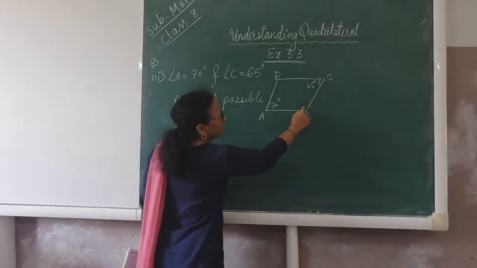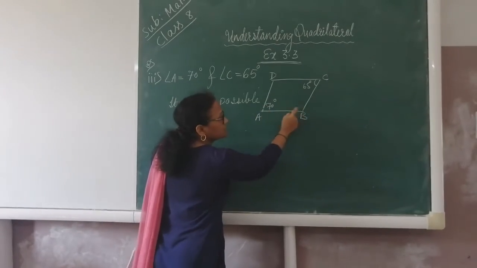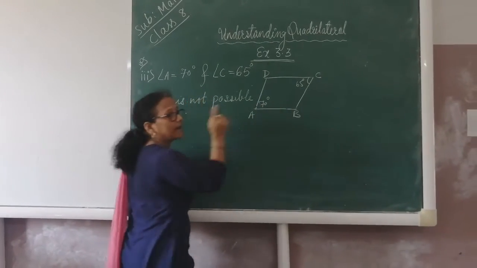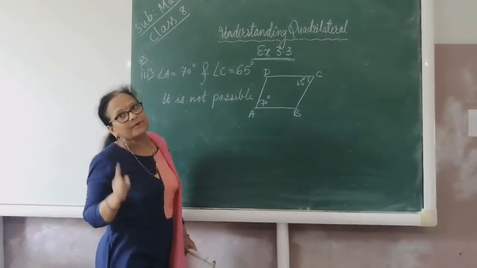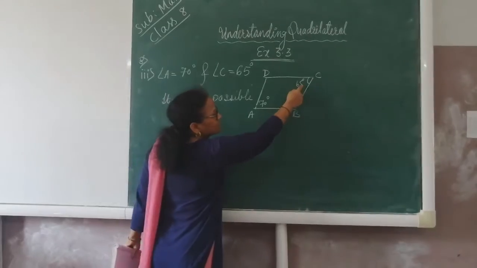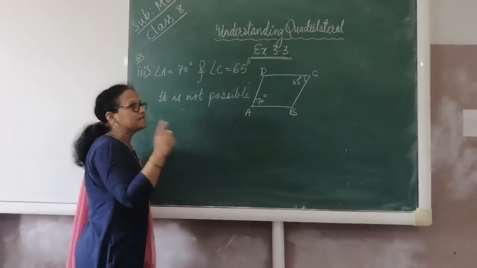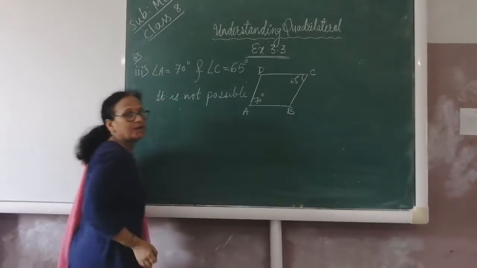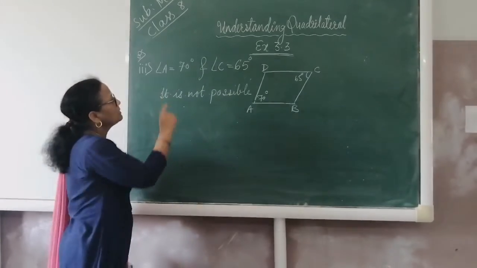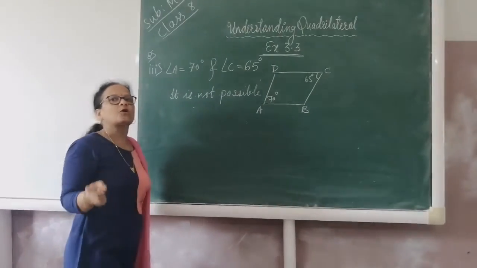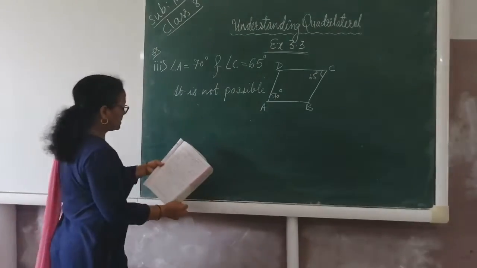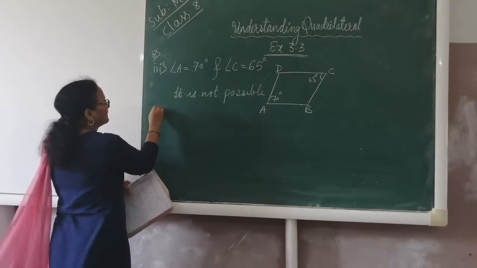Even though suppose these angles they have given 65, these two are adjacent angles. Adjacent angles are supplementary. So 70 plus 65 is not 180. That's why this is not applicable for the adjacent angles also, and this is not applicable for the opposite angles also. Now we will start with the fourth one.